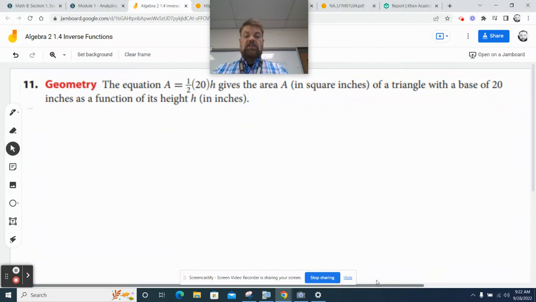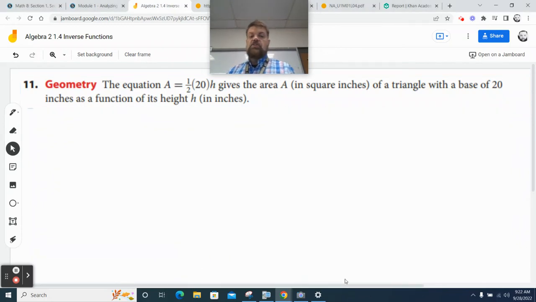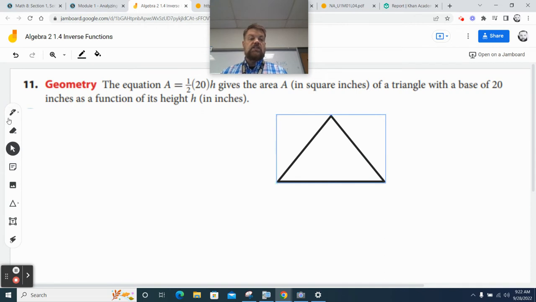So for problem number 11, it says that the equation A equals 1/2 times 20 times h gives the area in square inches of a triangle with a base of 20 inches and then as a function of its height. So I'm just going to draw a picture. I like to draw pictures. It doesn't have to necessarily be a triangle just like this, but I recommend that you do the same.